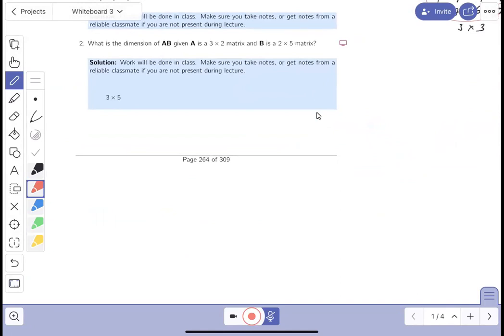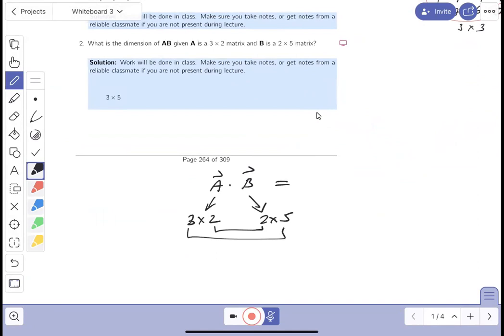And they say, what's the dimensions of the product A times B? Well, I'm going to write this down. A times B, with the understanding that A is a 3x2 and B is a 2x5. Well, the internal dimensions must match. What's the outcome going to be? The outcome is going to be a 3x5 matrix. Okay, we're done with that.